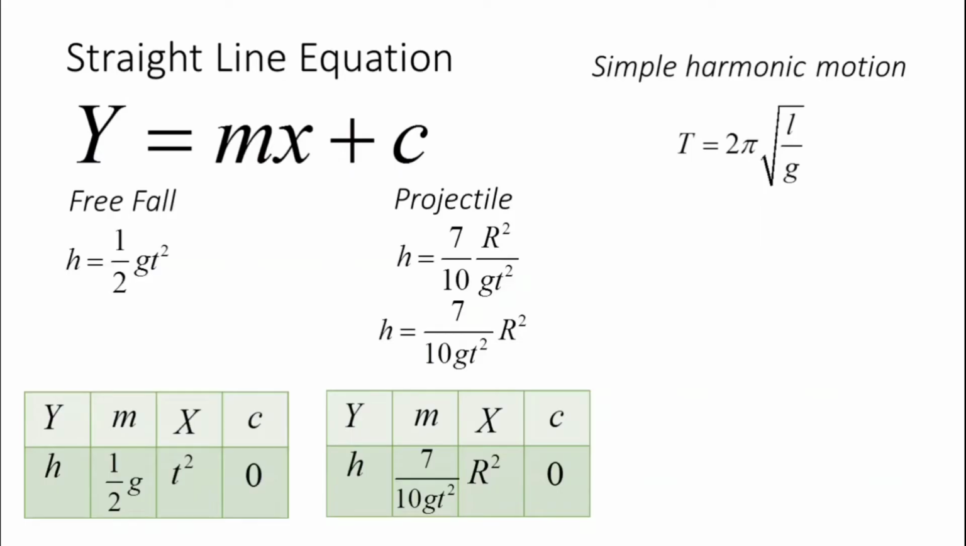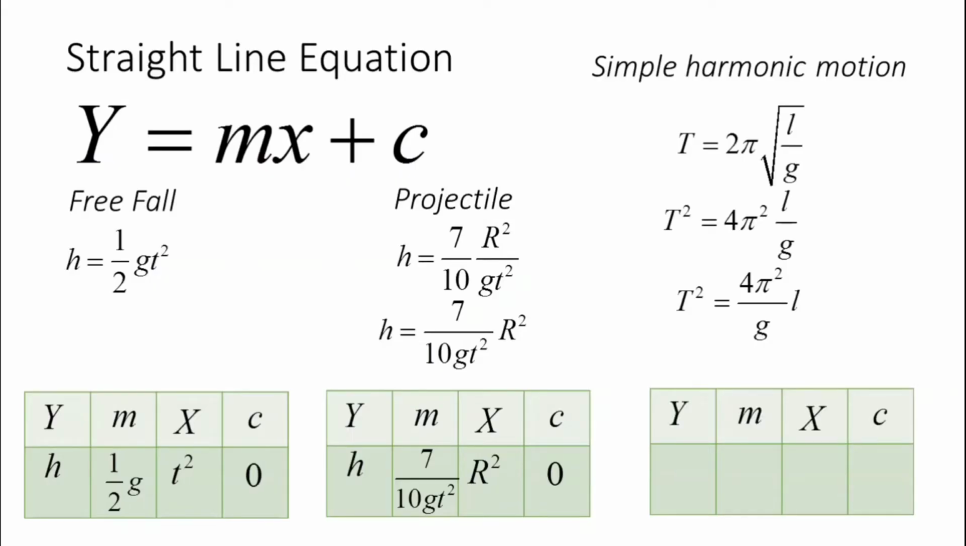To transform the equation into a linear form, we square both sides of the equation. We get t square equals to 4 pi square times L over G. Because we are investigating period and length, we can rearrange the equation into t square equals to 4 pi square over G times L. T square will take the y-axis, L will take the x-axis. The gradient of the graph will be equals to 4 pi square over G, and the y-intercept is 0. So, in this experiment, we are going to plot the graph of the period square against the length of the pendulum.